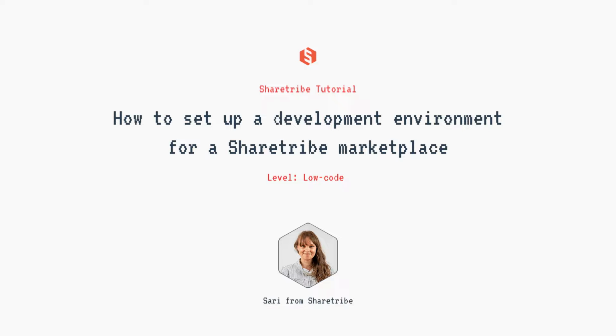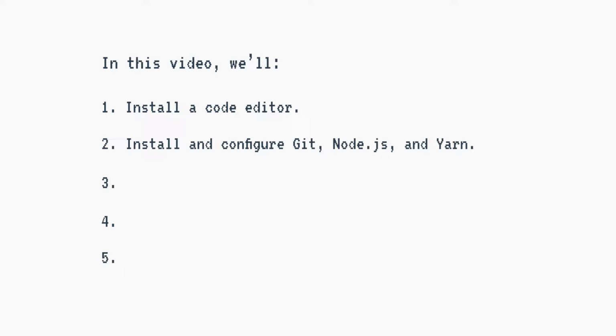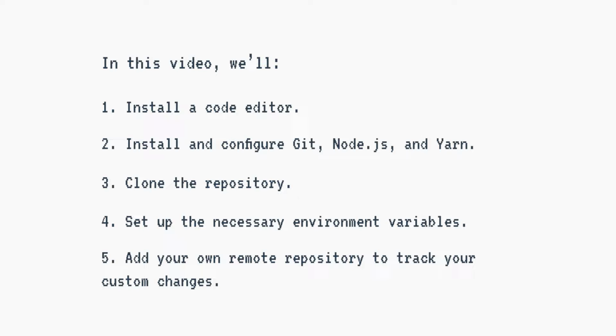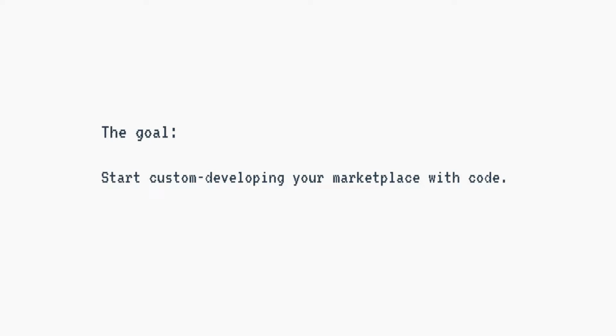In this video, I'll guide you through the essential steps to working with a custom hosted version of Sharetribe. We will do the following things in this video. Install a code editor, install and configure Git, Node.js, and Yarn, clone the repository, set up the necessary environment variables, and add your own remote repository to track your custom changes. After this tutorial, you will be able to continue custom developing your marketplace with code.